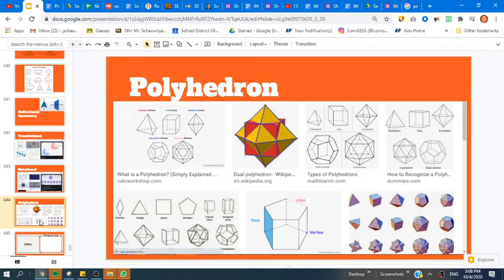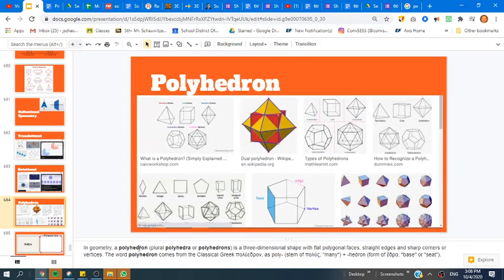I opened it up in the beginning. We can rotate different polyhedrons. Now, what is a polyhedron? A polyhedron is broken up into two different parts. Okay, so a polyhedron in geometry is a three-dimensional shape with flat polygonal faces, straight edges, sharp corners, or vertices. The word polyhedron comes from the classic Greek, which means poly, or many, and hedron, which means base or seat. In other words, this polyhedron right here has many bases or many seats that it can be used to classify.